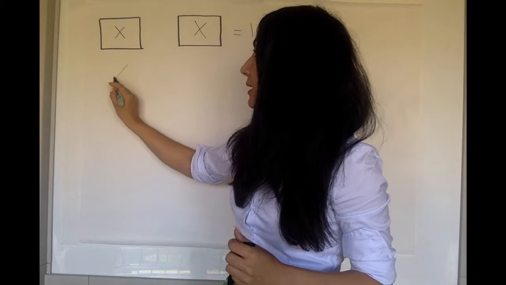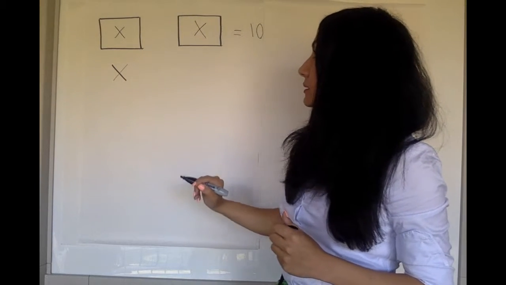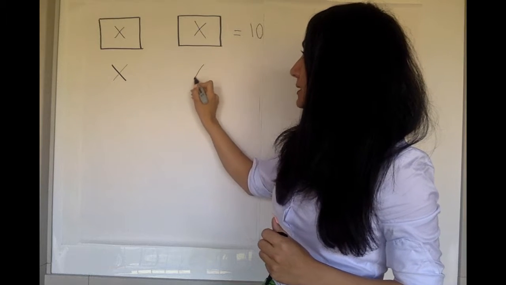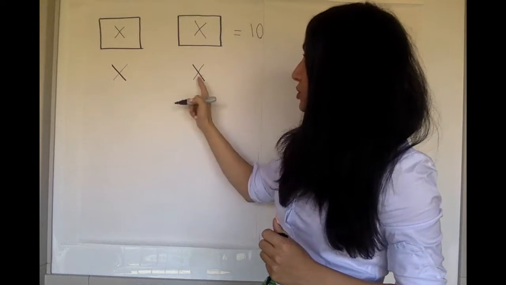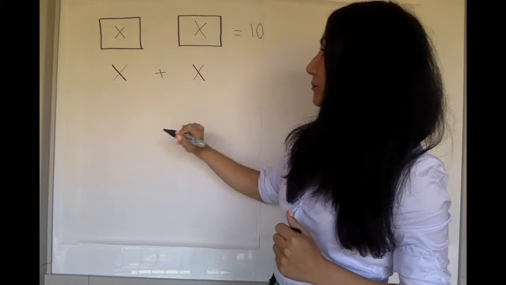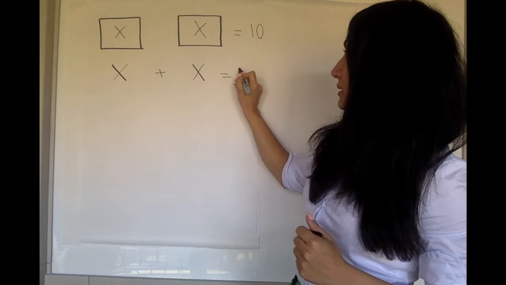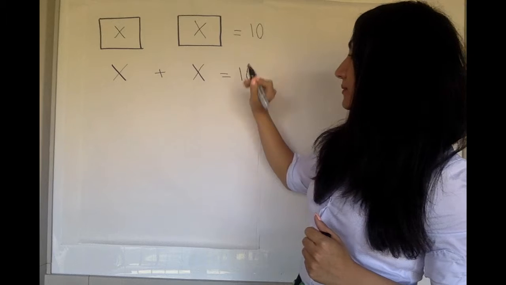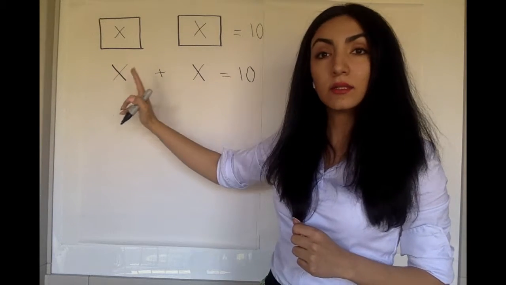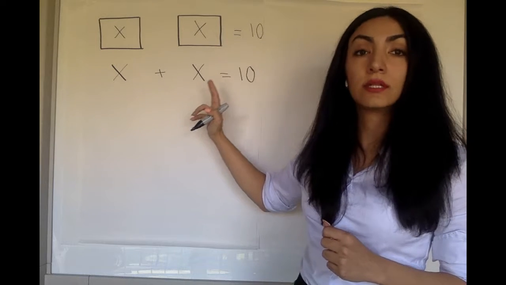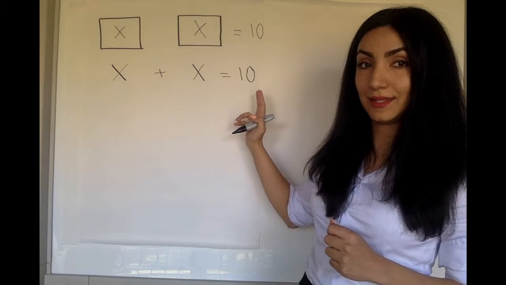I have one X here and another X here. And I know these two add up to 10. So far I have X plus X equals 10.